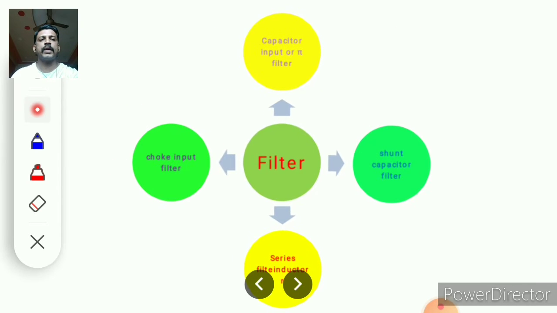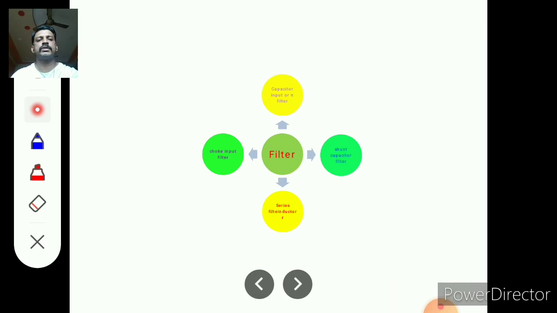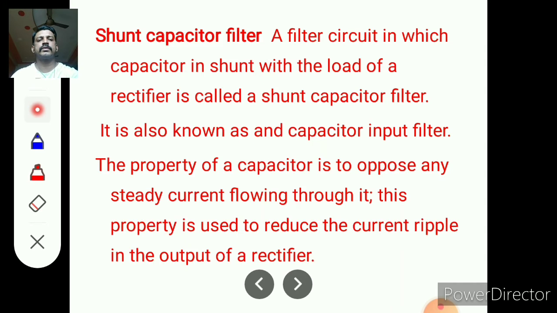So there are four different types of filters. First one is the capacitor filter, second one is the shunt capacitor filter, then the series inductor filter, and the choke input filter. These are the four different types that we see in these filters.